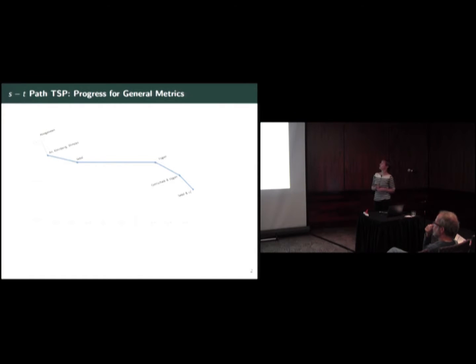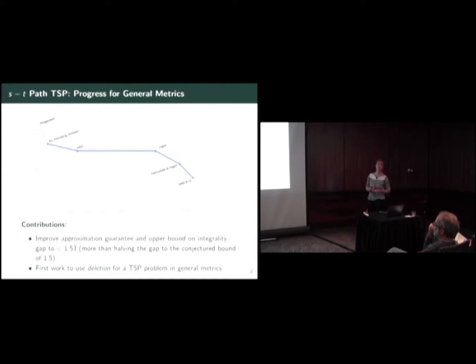The analysis of this algorithm was improved by my co-author, András, to 1.6, then it was improved a little bit more by Sebő, and then last year, Gottschalk and Vygen slightly changed the algorithm again, and I will talk about what they did to improve the ratio to 1.566. And so our contribution is we improve the approximation guarantee and also the upper bound on the integrality gap to less than 1.53.